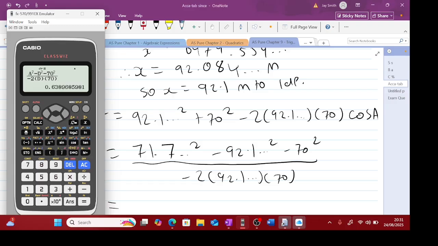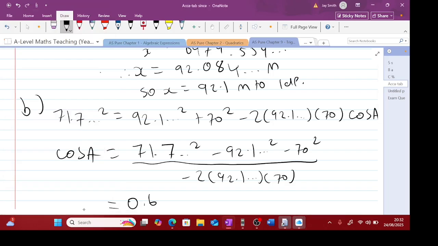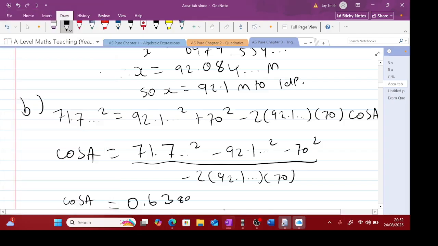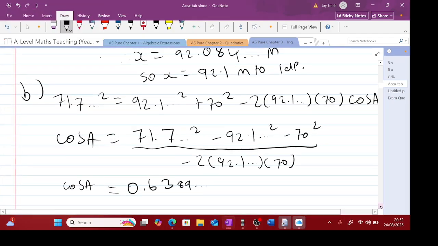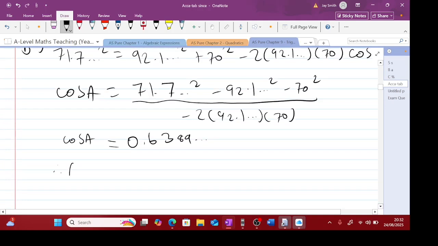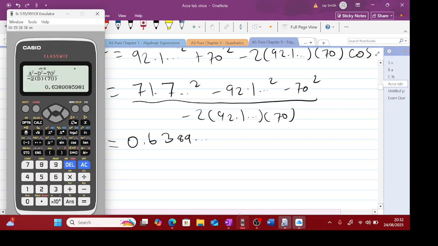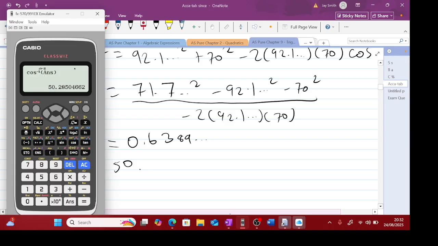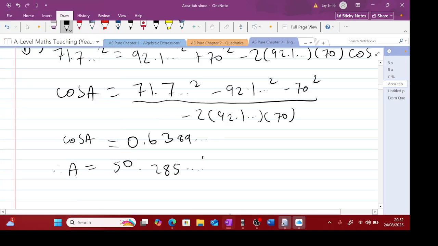And so put that in the calculator, I get cos A is 0.6389, blah, blah, blah, right? So then I can just do inverse cos, so therefore A is the inverse cos of my previous answer, which again I need to go in yellow mode or the shift mode for. And so I get 50.285 blah, blah, blah, degrees.